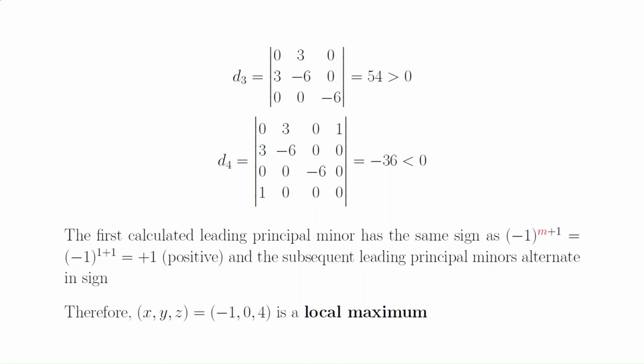In general, if the number of constraints is odd, the alternation of signs that indicates the presence of a local maximum is positive, negative, and so on, which is the case that we just verified here. However, keep in mind that in a different problem, if the number of constraints were even, the pattern for a local maximum would be negative, positive, and so on.